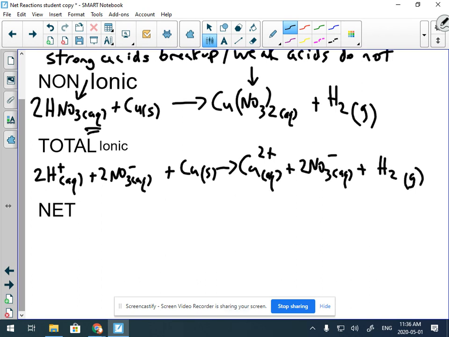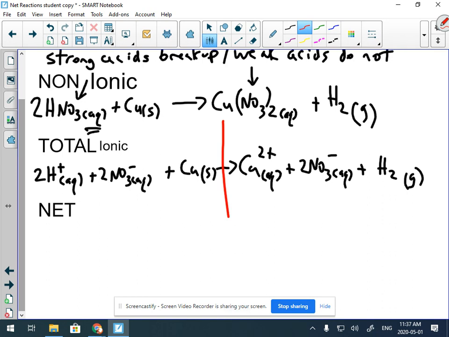Okay, now the net requires you to have a pretty good handle on what's happening in the total because the net shows what has changed. So entities that are the same on either side of the arrow, of the reactants and products that are identical, are taken out of the net. So can you see anything that's exactly the same? No, same state, same charge, right?